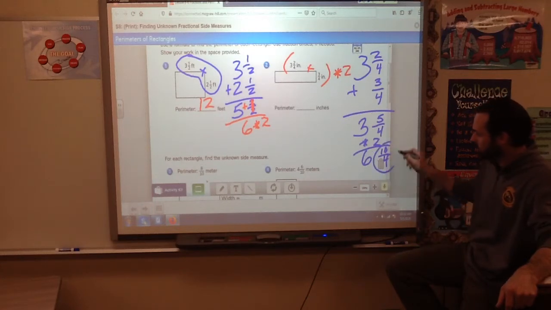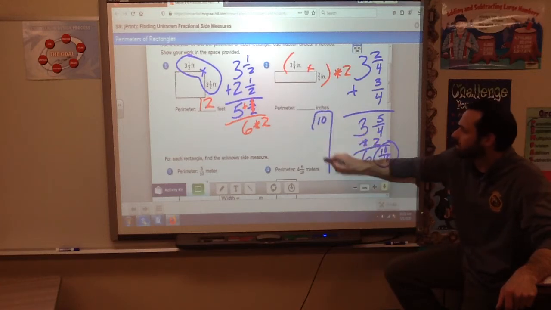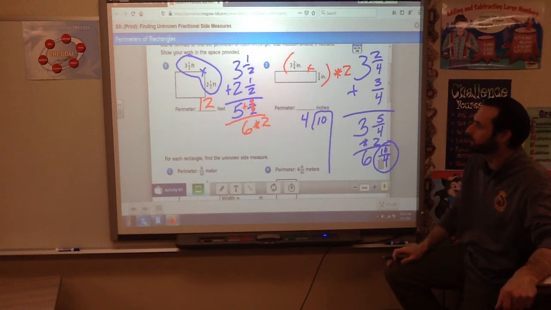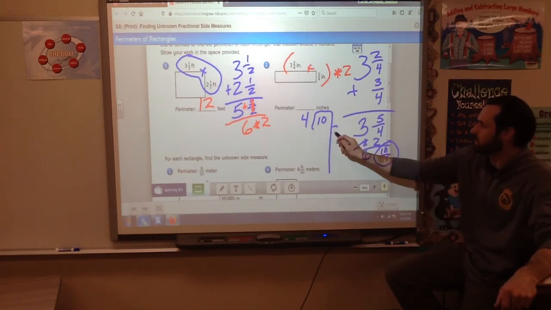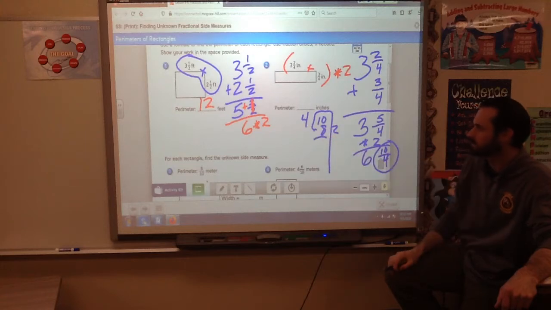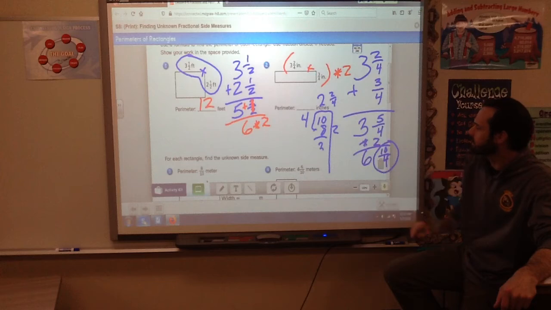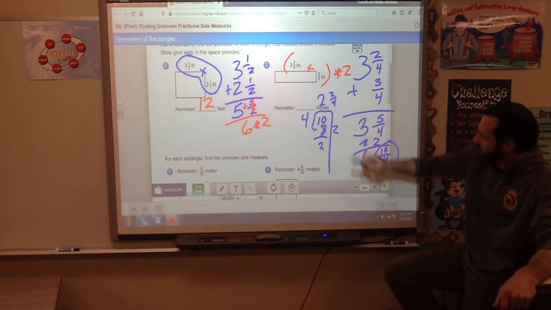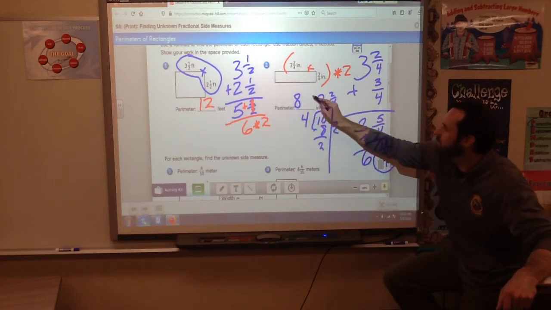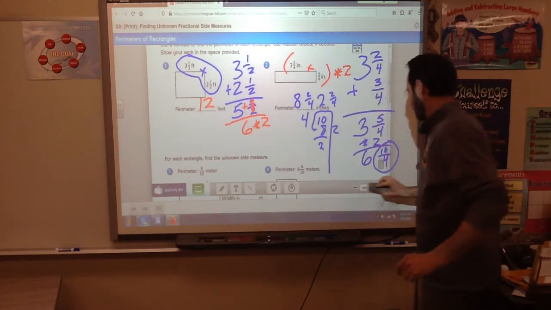And then you'd have to reduce this. How you do that is by going 10 divided by 4. 2 times, that's 8. 10 minus 8 is 2. So we get 2 and 2/4. 6 plus 2 is 8. And we still have the 2/4. So excellent job there.